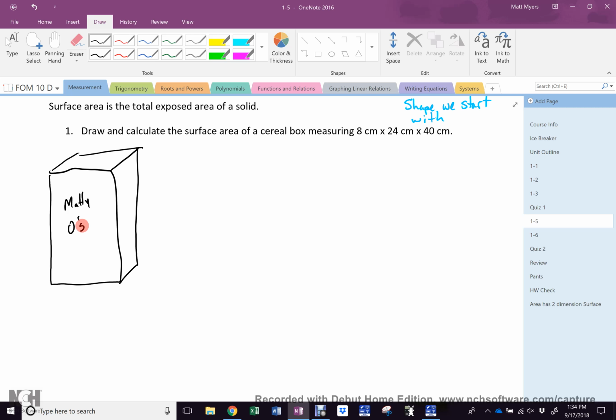Okay, now, does a cereal box have 3 dimensions? Yes. Absolutely correct. Of course it does. You can see it. What would you call this measurement on the cereal box? You would call that the height. Why?